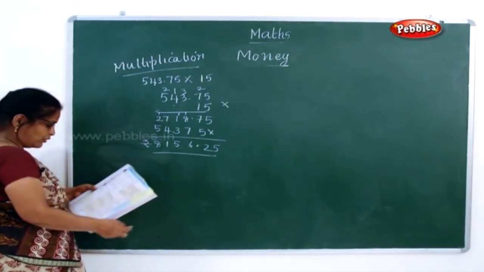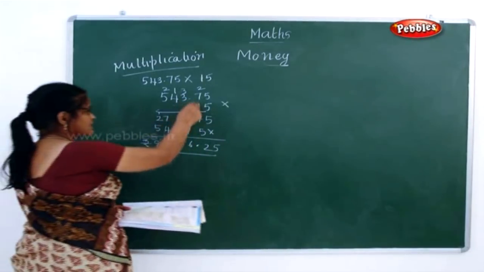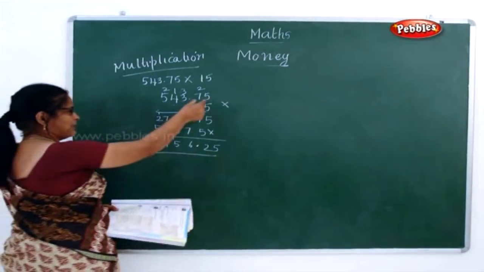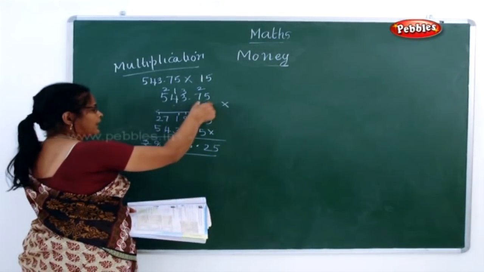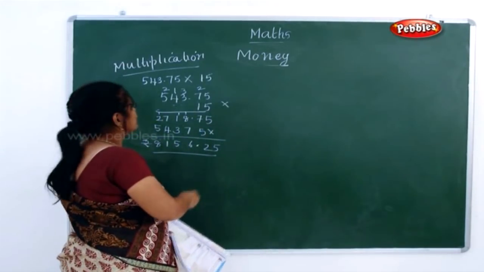So this is how you are going to do your multiplication. Just straight away multiply and see where the dot is given. You can just put the dot. But there is another way. You can just multiply the 75 into 15 and convert this paisa into rupees. So that way also you can do it.